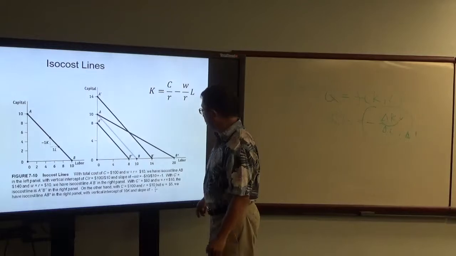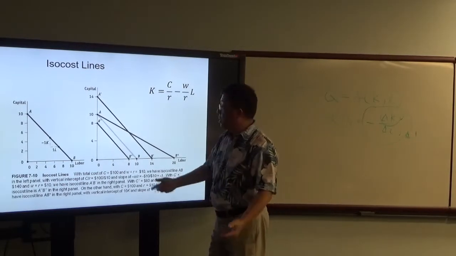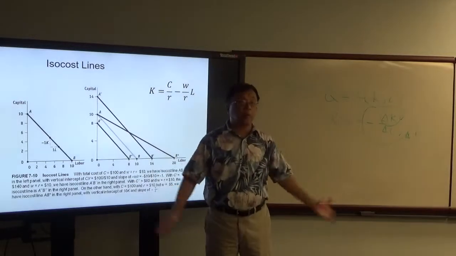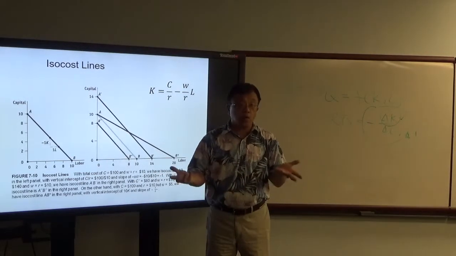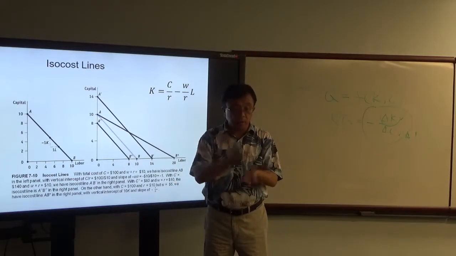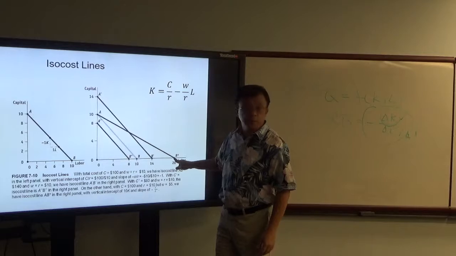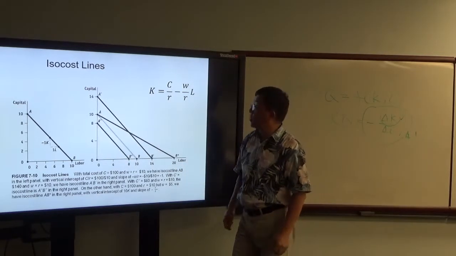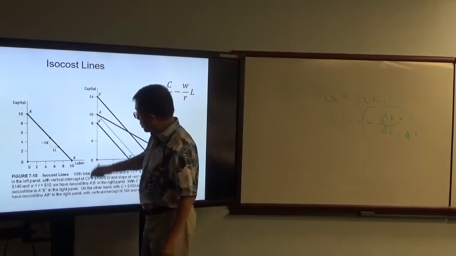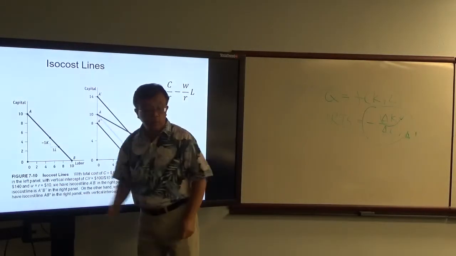But how about if the price of labor changes? Say, instead of $10, now it's only $5. Now what happens? You have $100 at $5. If you spend all the money on workers, you can hire what? Now you can hire 20 workers. Okay, a different line. What happens if the company's budget increases from $100 to $200? It shifts up, right? Shifts up.